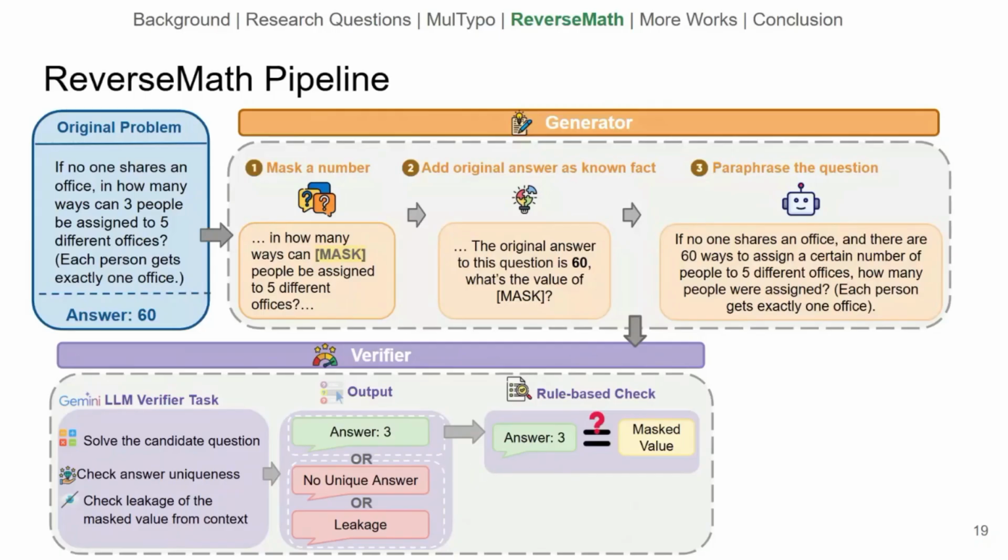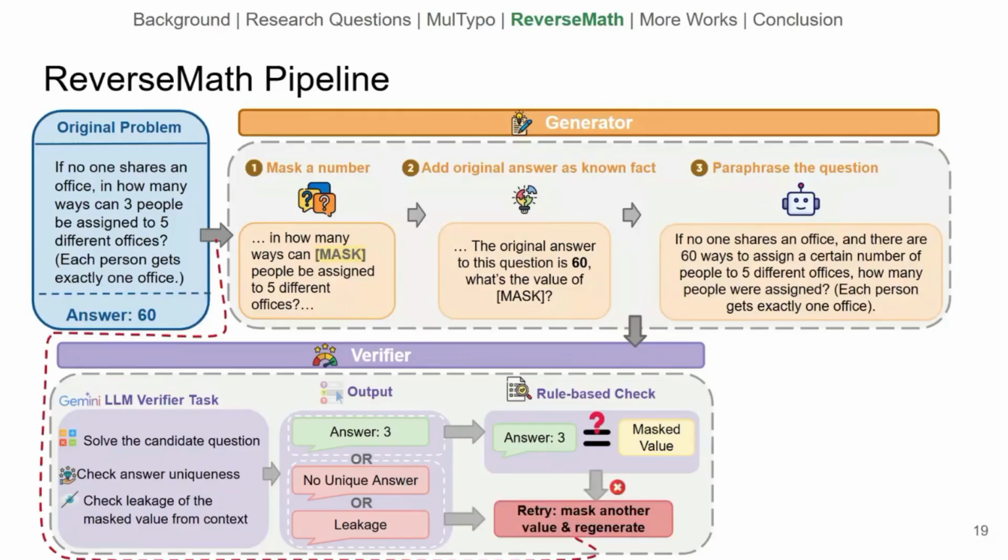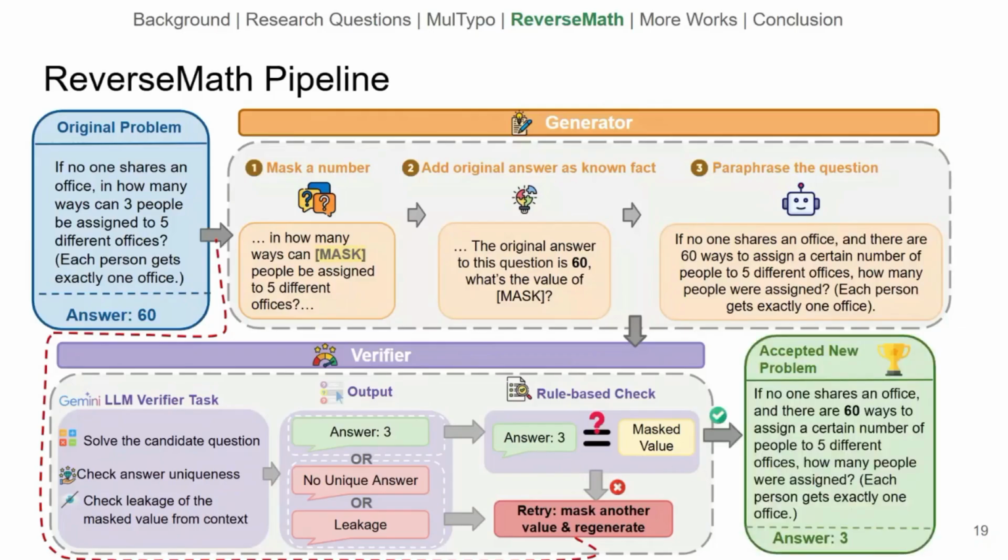And if the LLM's answer is no unique answer or it detects leakage, we will just roll back to the first step, try to mask another number, and do the whole pipeline again. And if we see that the answer is exactly the same as the masked value, we will accept this question as our newly generated data. This is how the pipeline looks.